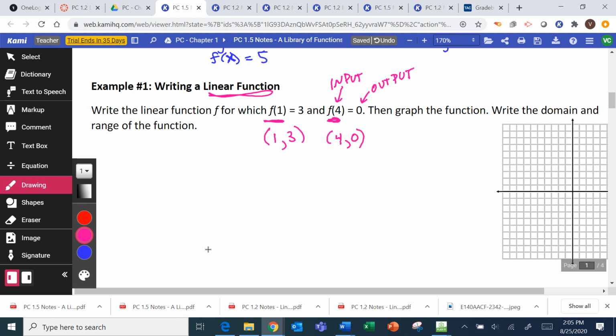In order to find this equation, we need y equals mx plus b. What information do I need? Courtney, what information do I need if I want to put it in y equals mx plus b? I need the slope, so we find the slope. 0 minus 3 over 4 minus 1, negative 3 over 3, negative 1. Got my slope.